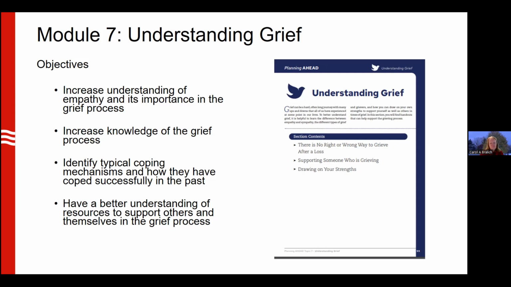So it really helps people pause and think as they interact with someone in the grieving process. As we look at the objectives, again, they include increasing understanding about empathy, knowledge about the grief process and how it isn't always cyclical, so the stages can move up and down, identifying typical coping mechanisms, which is part of drawing on our strengths, and having a better understanding of the resources out there to support. When we do our planning ahead series, if it's within a certain county or region, we tend to pull in local or regional resources, as well as statewide or national resources, because it gives them a place where they can go if they need some of those coping mechanisms and folks to share that with.